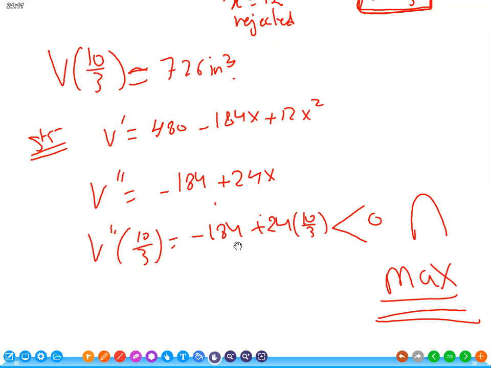So for all the word problems, you must make the second derivative test.